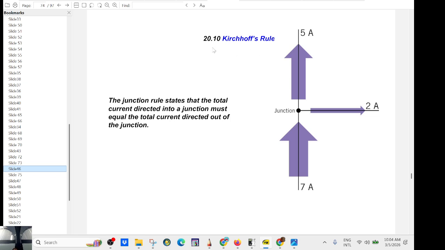Kirchhoff law for current. I think Kirchhoff has nothing to do with that rule, but it makes sense. Whatever comes in has to come out. So if you have an intersection, you have 7 amps in, it has to add up for whatever is coming out because there is no leakage. Okay, it doesn't leak.